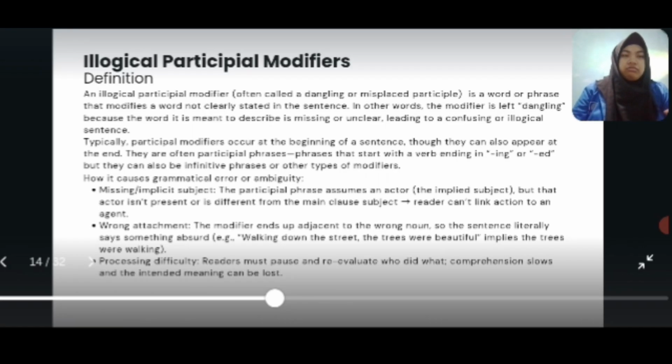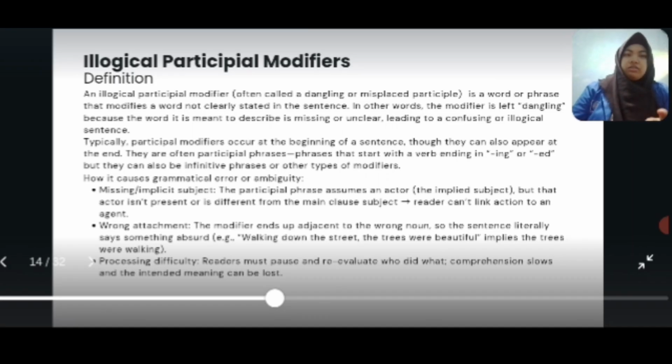So in other words, the modifier is left dangling because the word it is meant to describe is missing or unclear, leading to a confusing or illogical sentence. So typically participle modifiers occur at the beginning of the sentence, though they can also appear at the end. They are often participle phrases that start with a verb ending in -ing or -ed, but they can also be infinitive phrases or other types of modifiers.